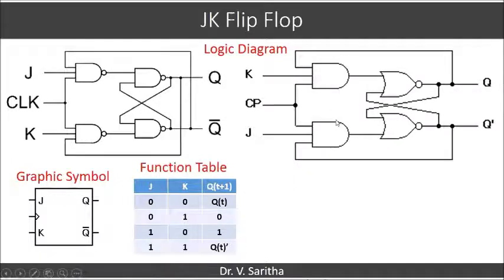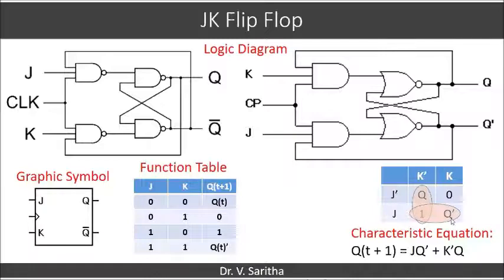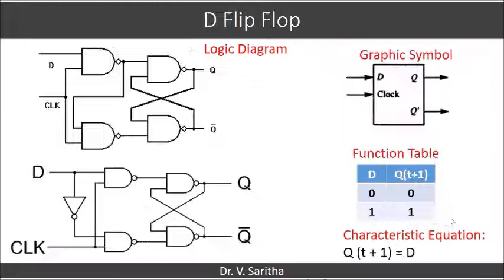The other way of representing the logic diagram for JK flip-flop is using NOR latch and AND gates. So the function table we have just completed is given here, and let us get the characteristic equation for the JK flip-flop. J bar J, K bar K. So it is like Q 0 1 Q bar. The mapping goes like this. So the characteristic equation for JK flip-flop is Q of t plus 1 is equal to J Q bar plus K bar Q. This is the information regarding the JK flip-flop.